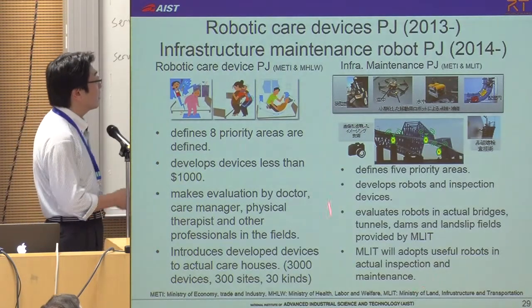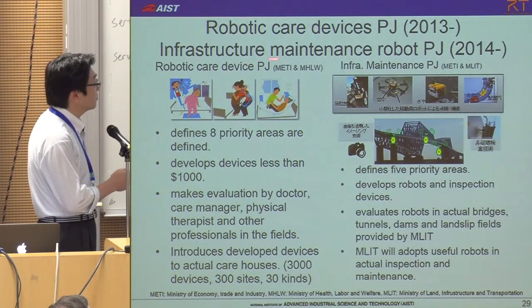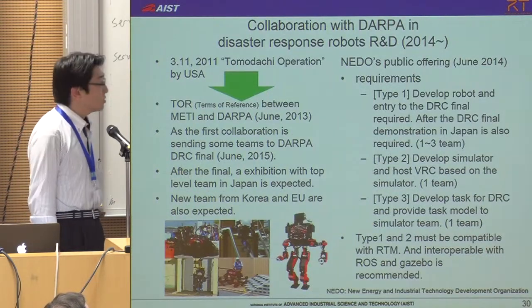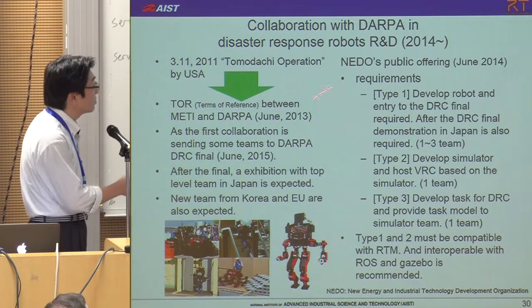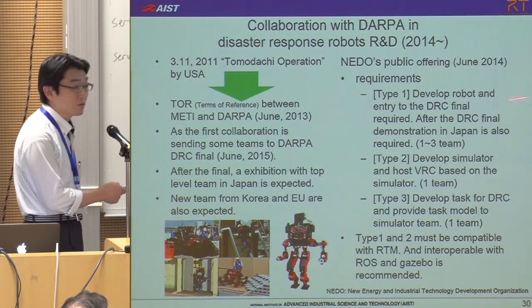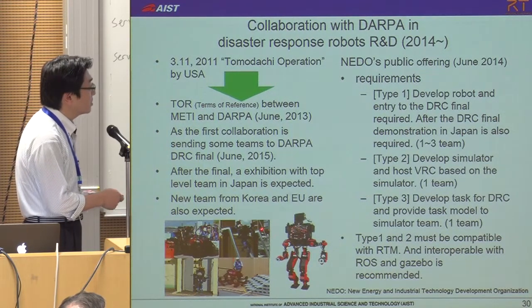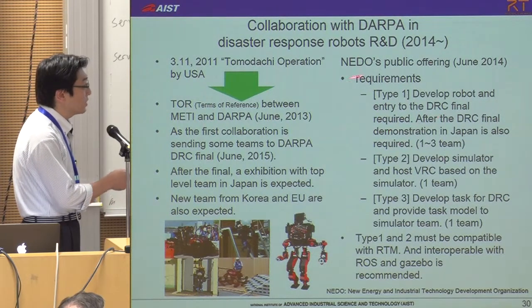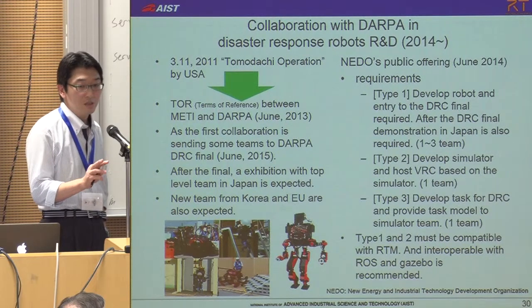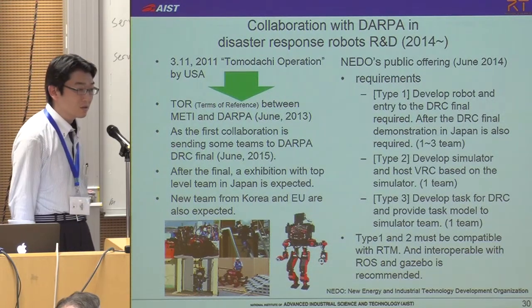And we also started a robot care device project from last year. And from this year, we started a new project, the infrastructure maintenance robot project, like this. And also, we started a new project from this year, in collaboration with DARPA, the disaster response robot research and development program. Recently, we issued a public offering through NEDO. The requirement is like this. Anyway, we will send at least three teams to the DRC final. And we also developed a simulator and tasks with DARPA.